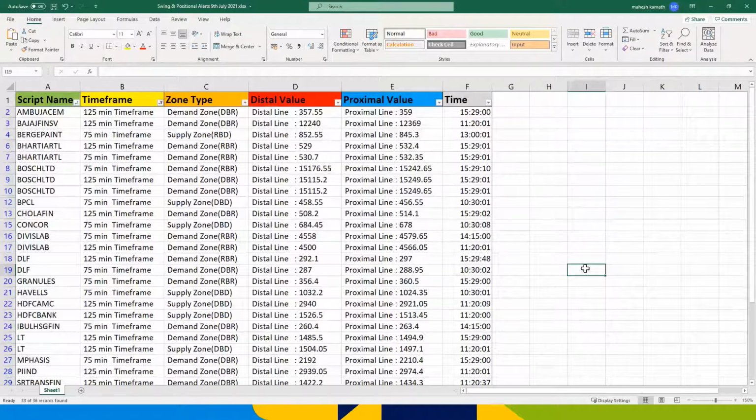Otherwise, the biggest problem I used to face as a supply demand trader was finding which stock has a good zone. I would have to manually go through the entire list of 150 stocks, which used to take me at least 2 hours. So now I have a starting point. Okay, I know there is a zone here. Then I can check whether this zone is tradable or not tradable.